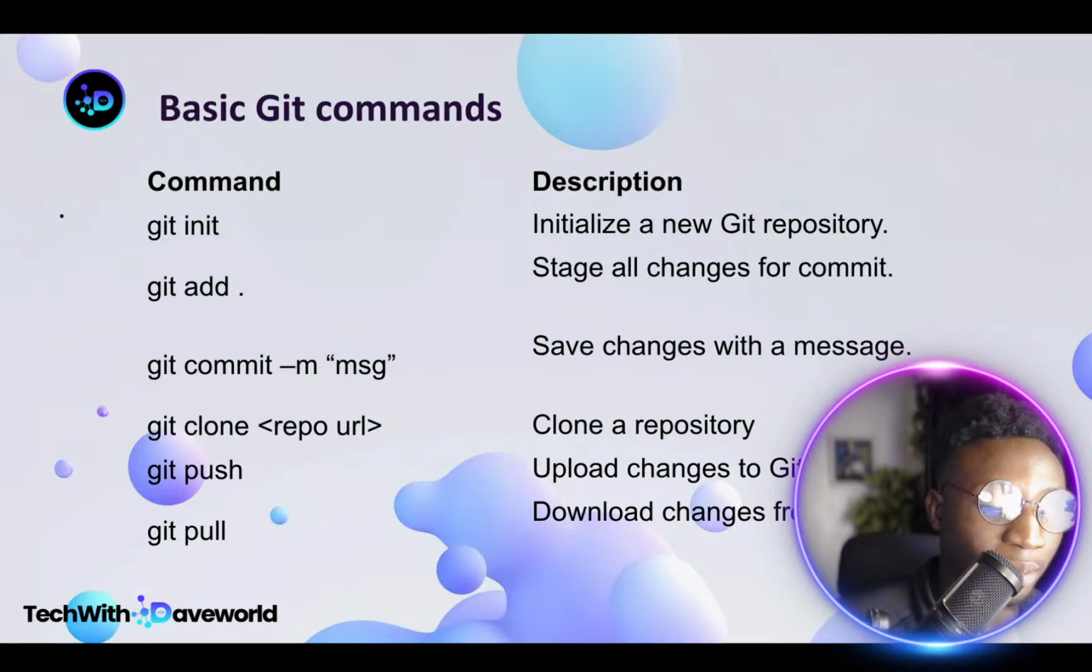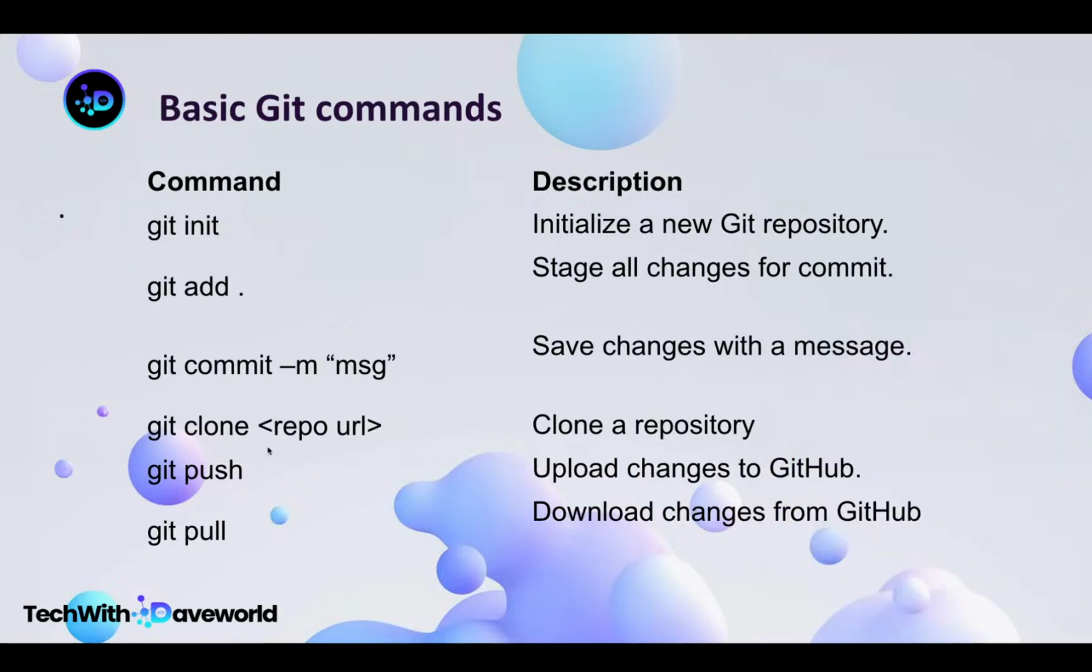So let me just hide my face here so you can see it very well. You can see git push means upload changes to GitHub, and git pull means download changes from GitHub.